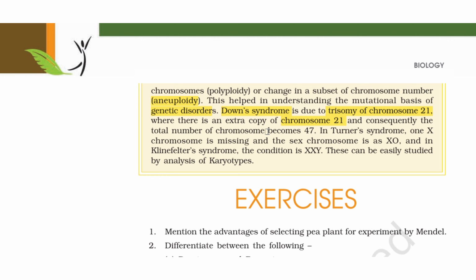In Turner's syndrome, one X chromosome is missing and the sex chromosome constitution is XO, and in Klinefelter's syndrome, the condition is XXY. These can be easily studied by analysis of karyotypes.